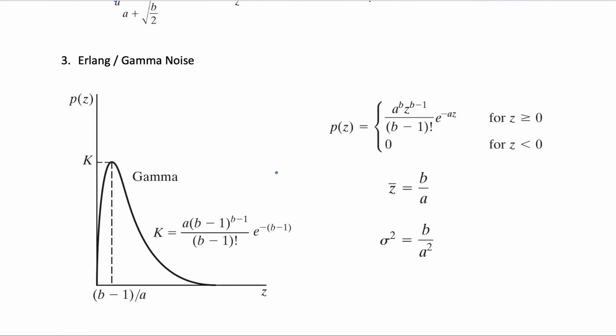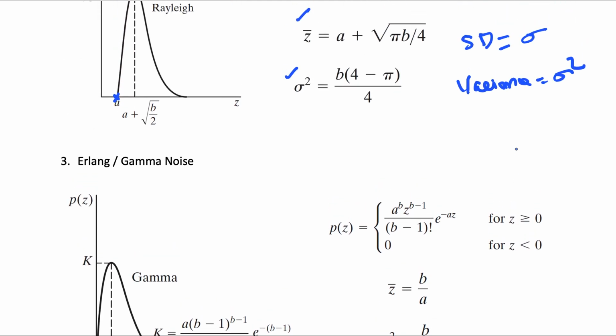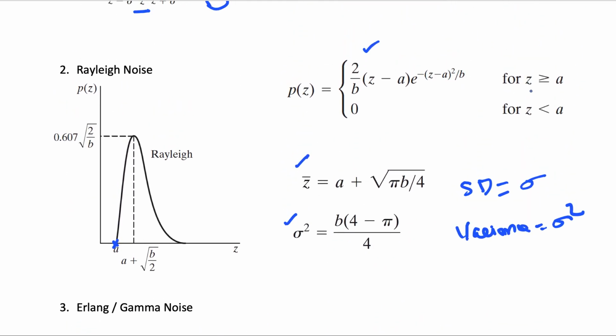Next we have the Erlang noise or the gamma noise. So gamma noise actually starts from a point 0, and this is the function given for the gamma noise. That is, it is given by a raised to b, z raised to b minus 1 divided by b minus 1 factorial, e raised to minus az, for the value z greater than 0. So this function starts from z, and this is 0 for every value z less than 0. And in this case you can see that the function actually starts from z greater than or equal to a, and this is actually 0 for z value less than a.